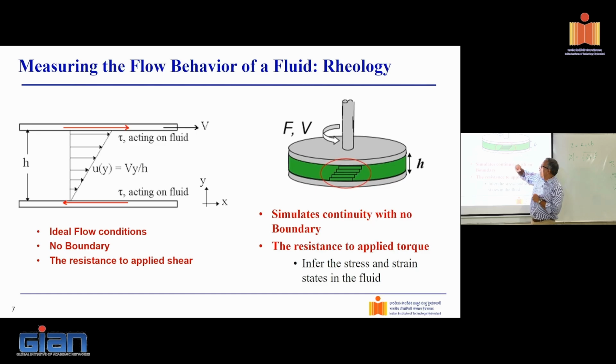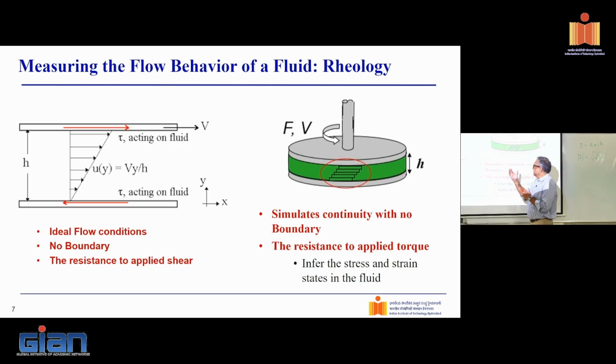When I rotate, what will happen? This plate will force the motion, right? The fluid here will be at rest because it is stuck to this plate. The fluid here will be at rest because it's stuck to this plate, and you create a velocity profile in between. Essentially, you're simulating that condition over there, right?